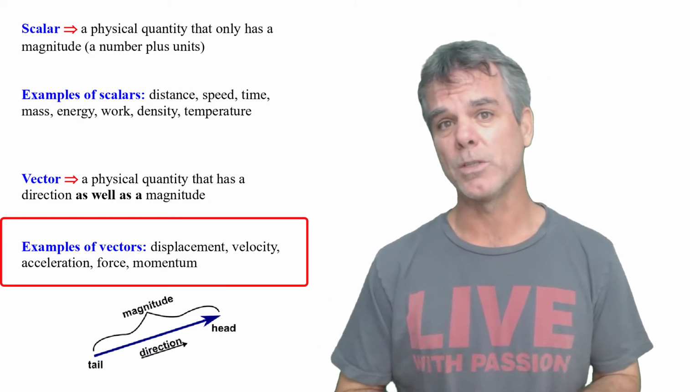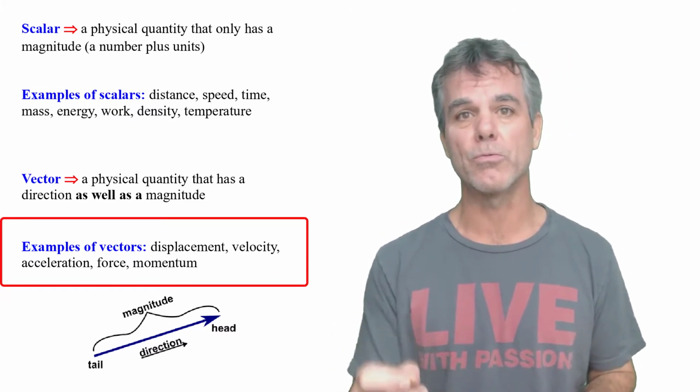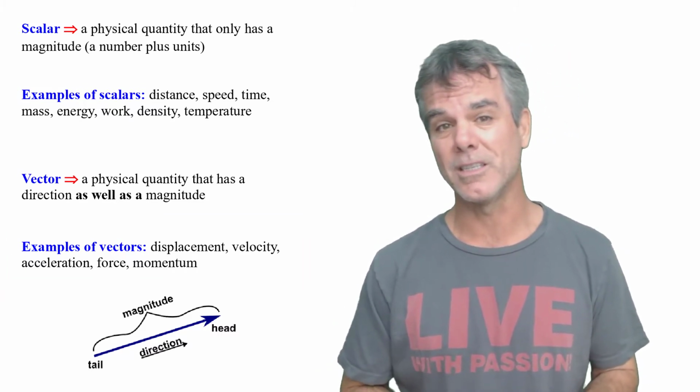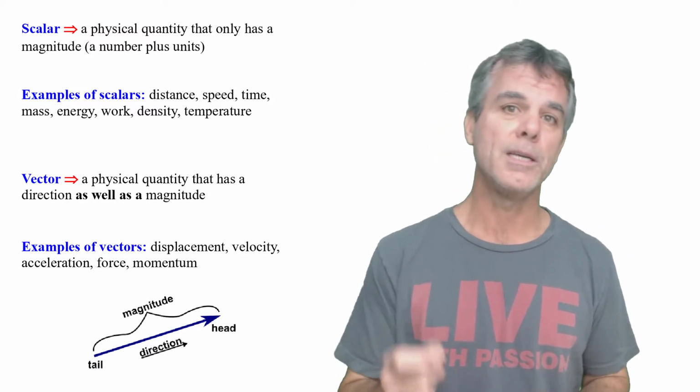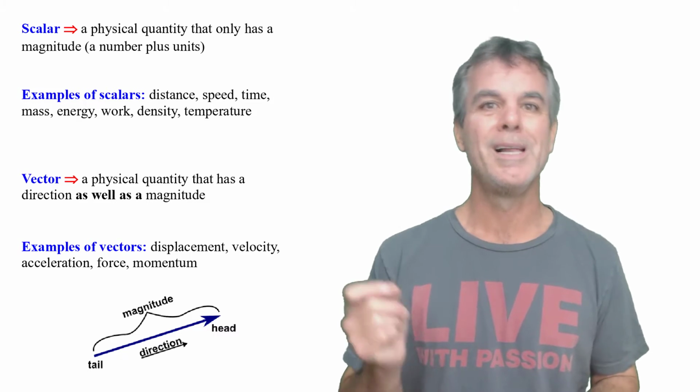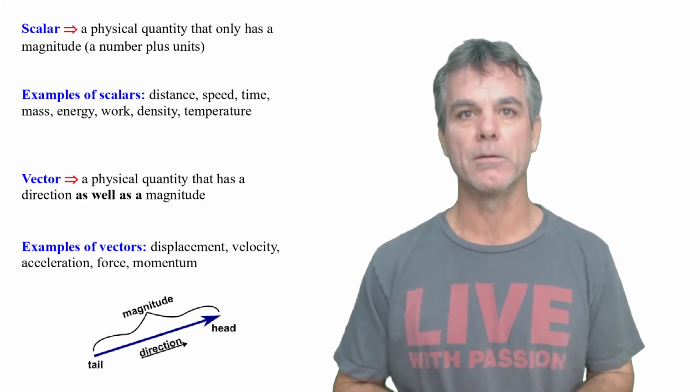So if I said a force was 6 newtons, that is not enough information. I need to know the direction of the force. Is it 6 newtons at a 20-degree angle? Is it 6 newtons to the east? You need to specify both the magnitude and the direction anytime a physical quantity is a vector.